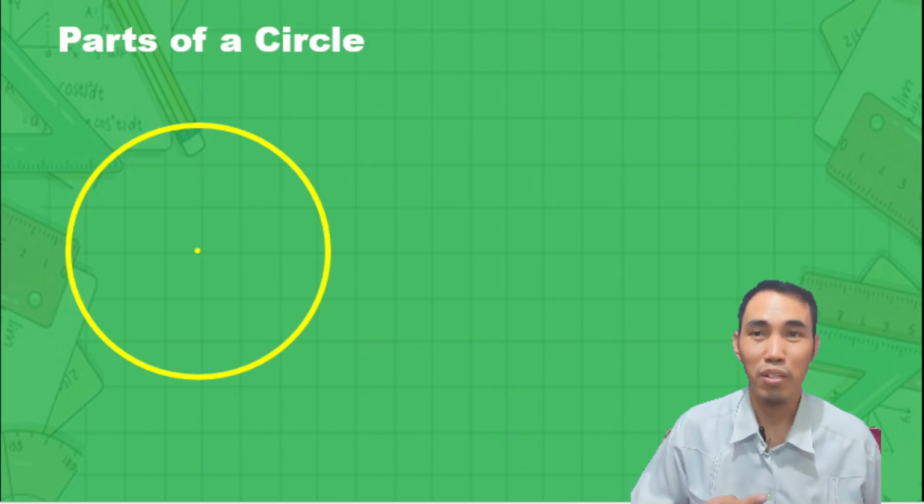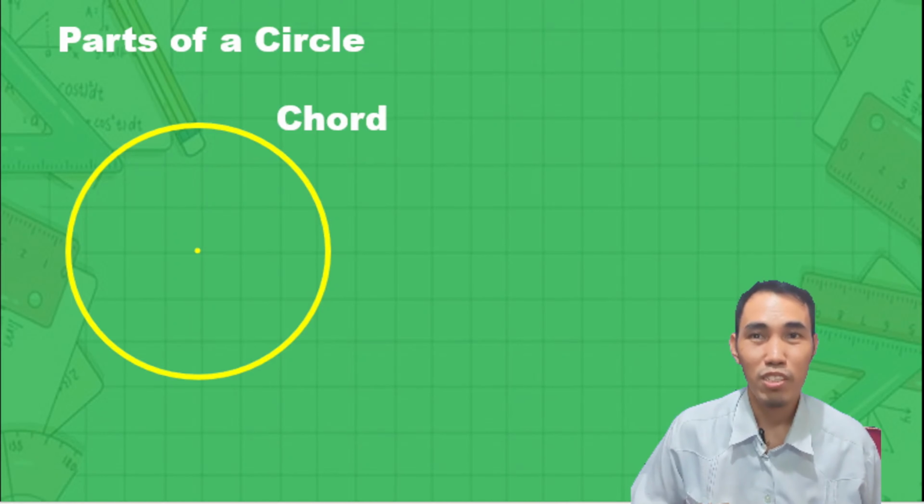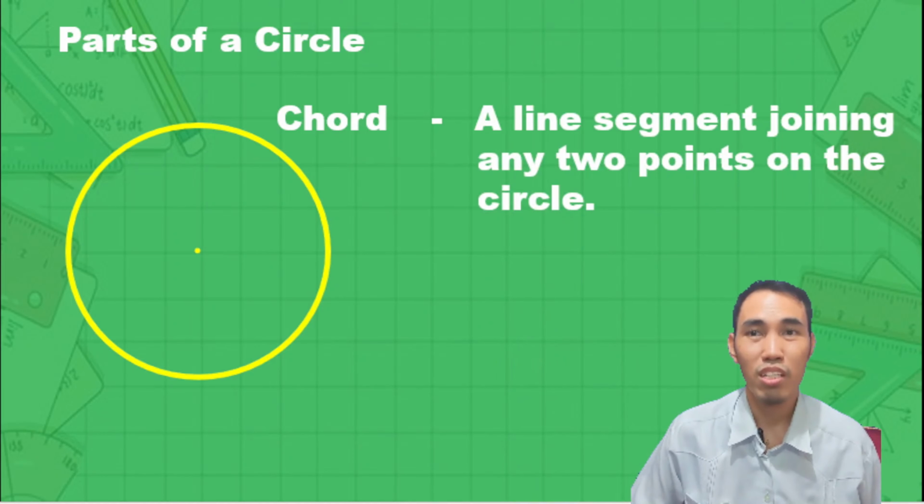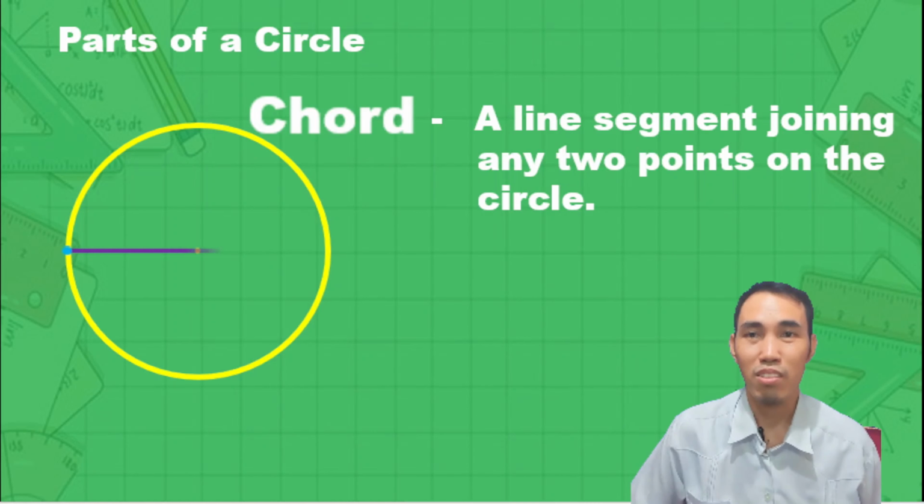Next is the chord. The chord of a circle is a line segment joining any two points on the circle. Now, is the diameter a chord? The answer is yes. The diameter is considered a chord. It is actually the longest chord of the circle.